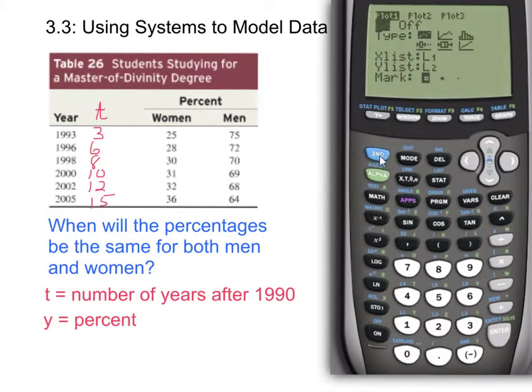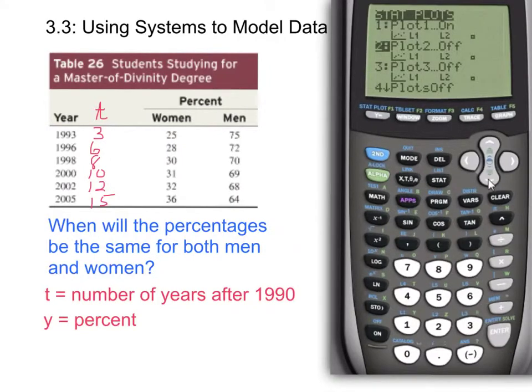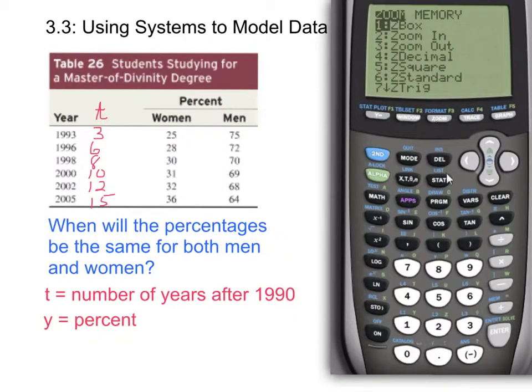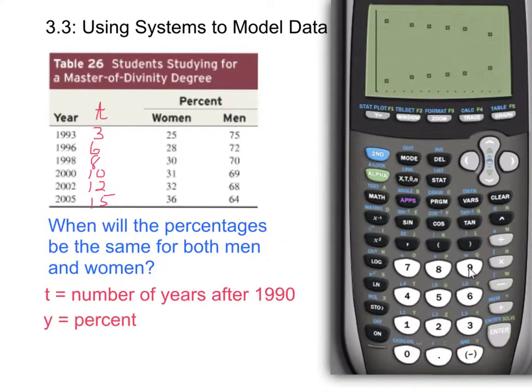Then we'll do second stat plot again. Let's go down to plot number 2 and hit enter on that. We'll turn that on by hitting enter, and make sure it's set to make a scatter plot. This time we want it to be between L1 and L3, because the men is in L3. So we'll do second and then 3 to change that to an L3. That should be all set. So we'll do zoom and then 9, because remember 9 is ZoomStat, and we see our data here.